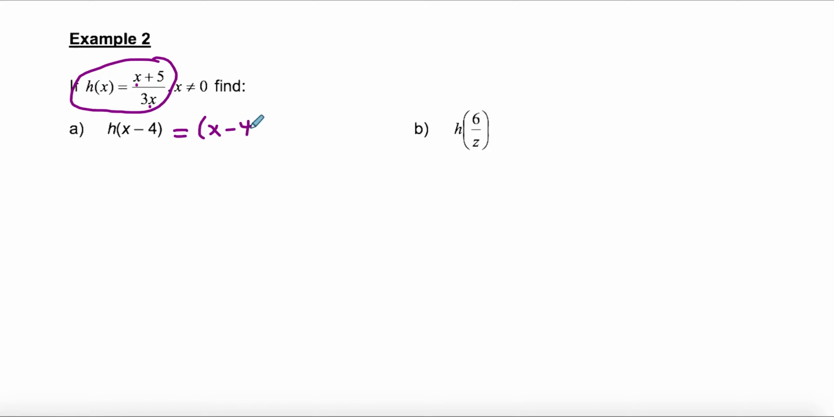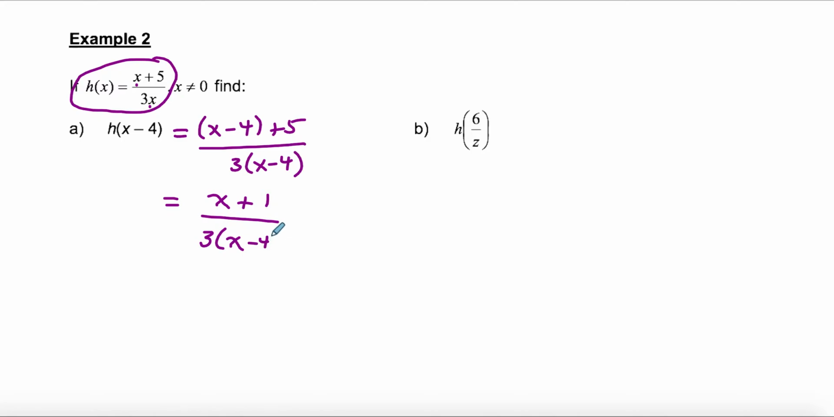It's always a good idea when you sub in to sub in using brackets, because it helps you to see if you're supposed to be using the distributive property. In the numerator, I'm just collecting like terms over 3 times x minus 4. And I see that x can't equal 4 if we were going to state the restriction.